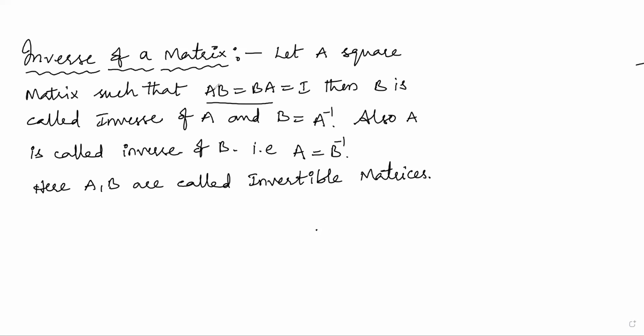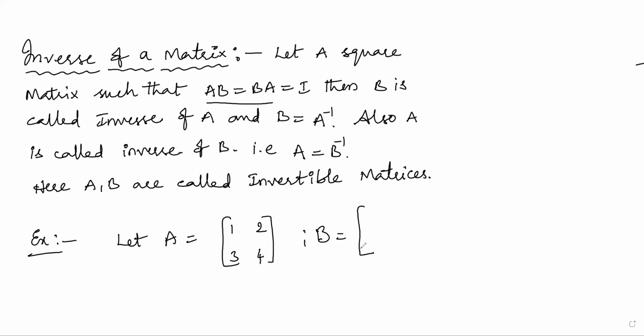Now, how do you find the inverse of a matrix? For example, I will give you one example. Let A equal 1, 2, 3, 4. Now there exists a matrix B. I write the B matrix like this.